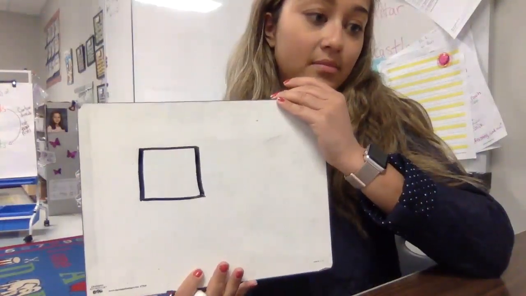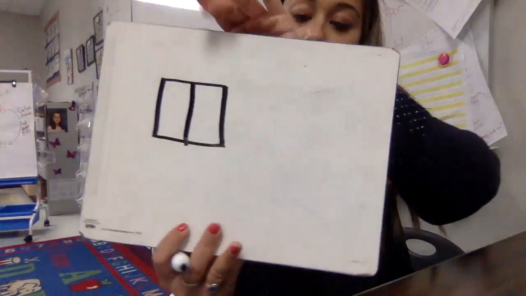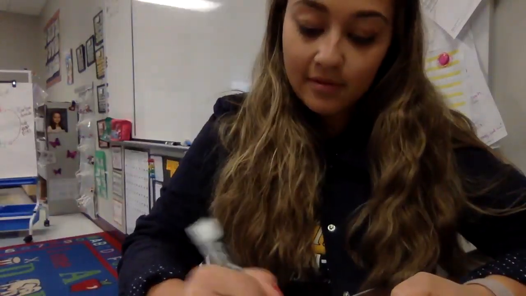Okay, let's divide this square into halves, or into 2 equal parts. Here we go, the parts are equal. And then how do we say this? We call this halves.